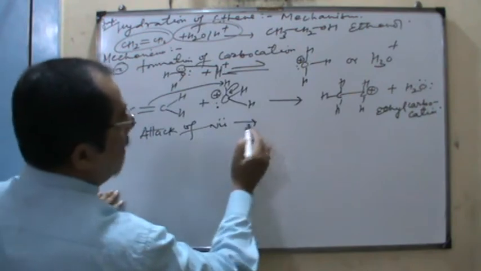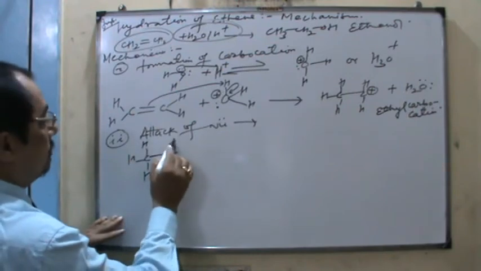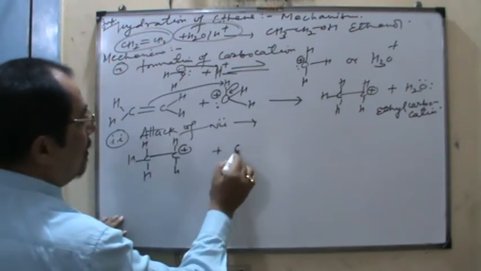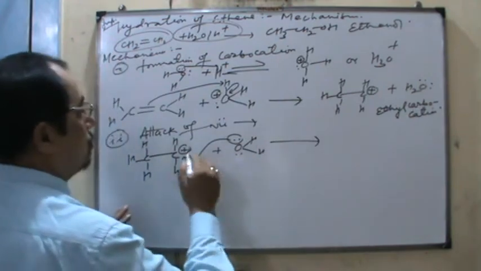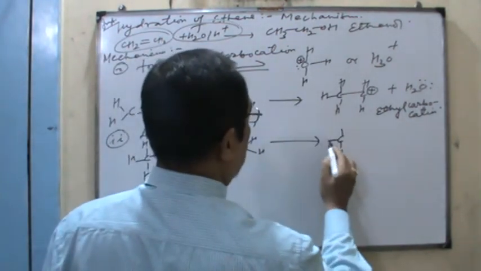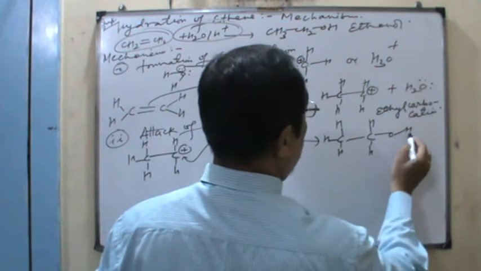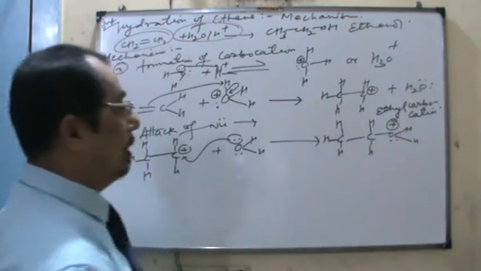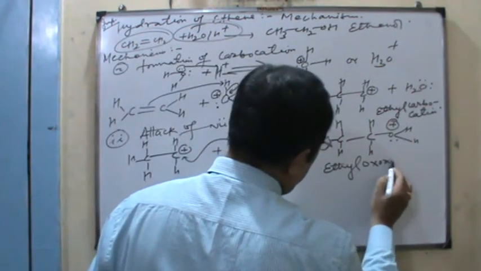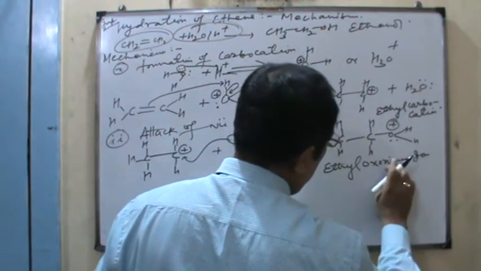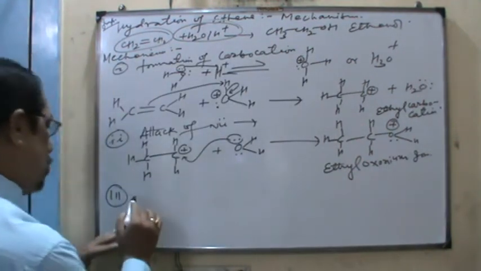Attack of nucleophile. So take this one, CH3CH2 positive, and water acts as a nucleophile because it is the source of electrons. So this electron is being donated here, then it forms CH3CH2OH2, with positive charge and a lone pair of electrons. So this is called the ethyl oxonium ion. Now the last step is the deprotonation.